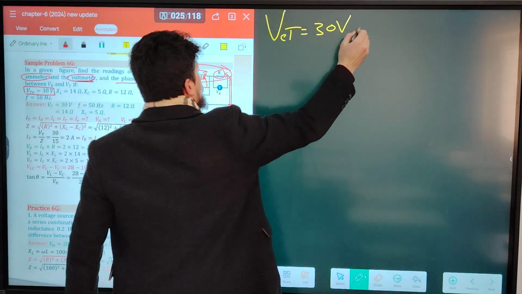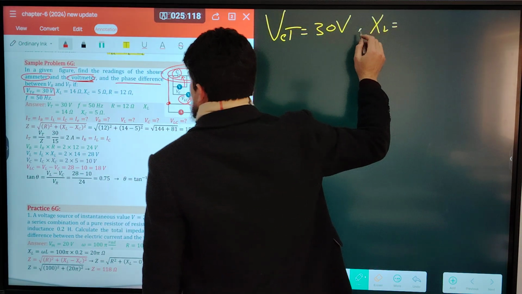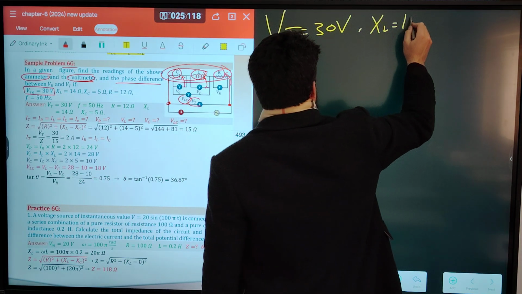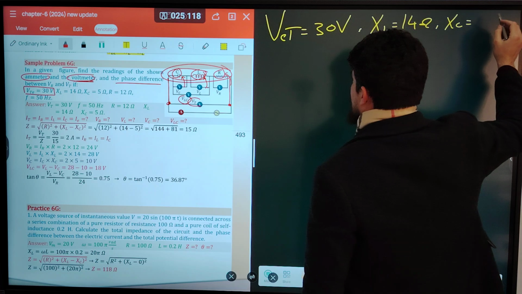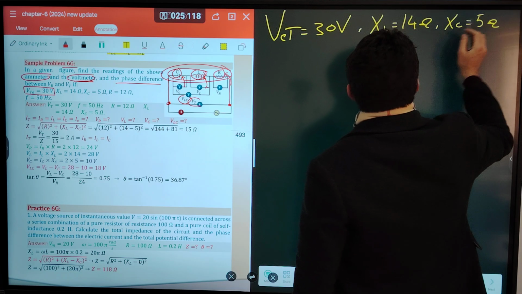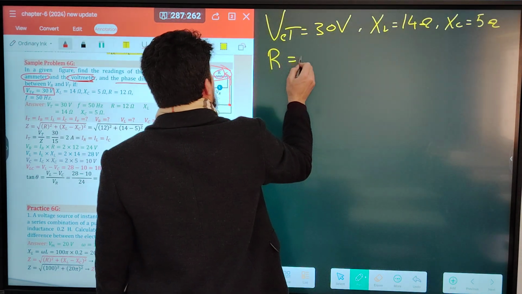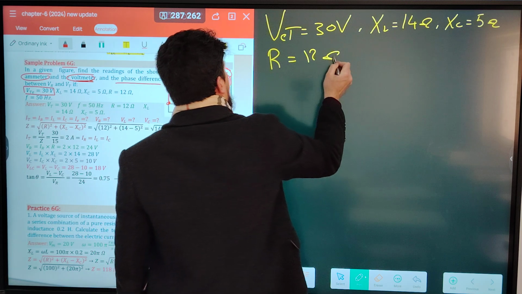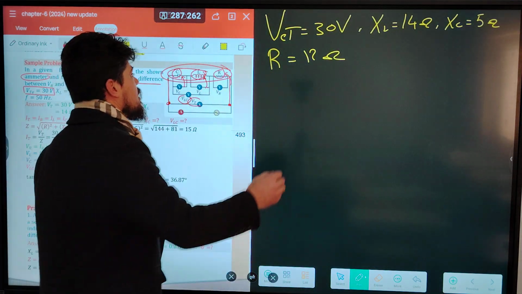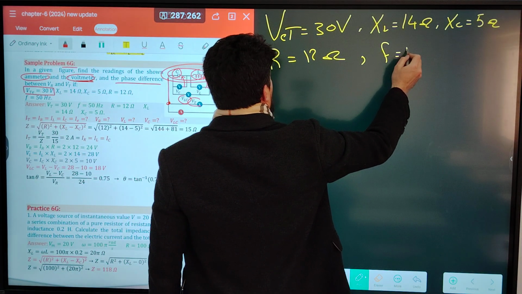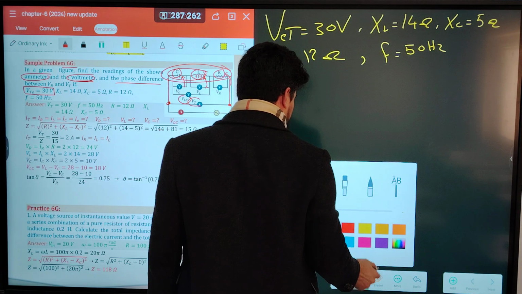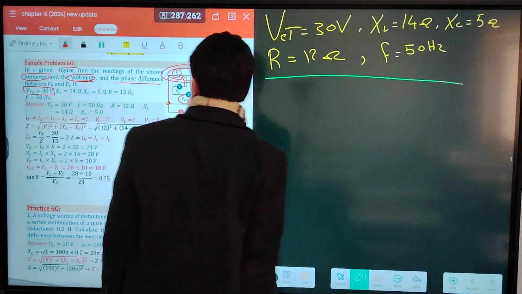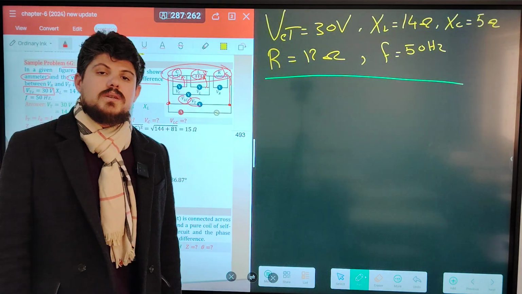XL also is given, 14 ohm. XC 5 ohm. R, the resistance of the pure resistor, 12 ohm. Okay? The frequency of the circuit also is given, 50 hertz. What is unknown? The first one, the reading of the ammeter.